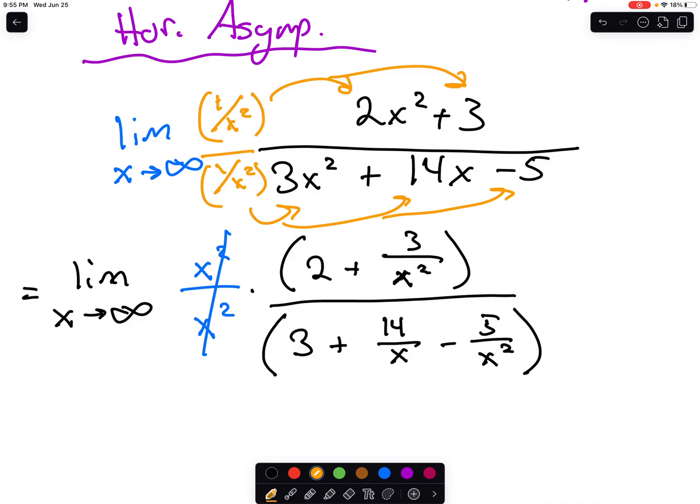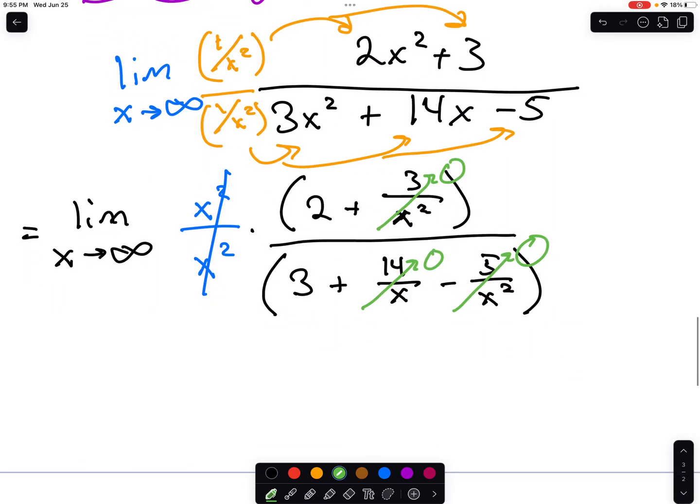So now once we get it in this form, and we take the limit as x goes to infinity, a fixed number over a really large number tends to 0. This guy tends to 0, this guy tends to 0, and this guy tends to 0. Okay. And so then ultimately we finish with y equals 2 over 3.